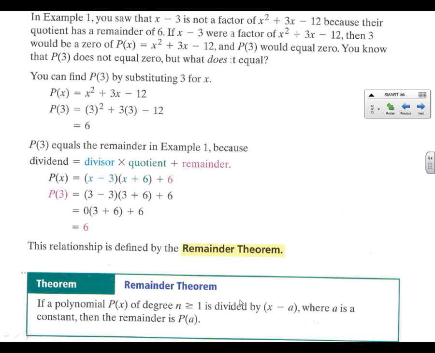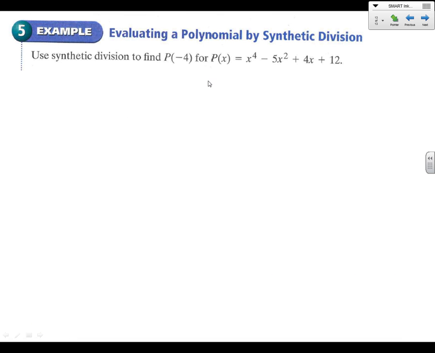So that's actually what we're going to say here. If a polynomial of degree bigger than or equal to 1, so you have to have at least an x, is divided by x minus a, where a is a constant, then the remainder is what you get if you plug that number in. Let me see if we can make that a little more clear here. We want to use synthetic division to find p of negative 4 for this. What this is saying is, if I plug negative 4 in for x, what am I going to get?